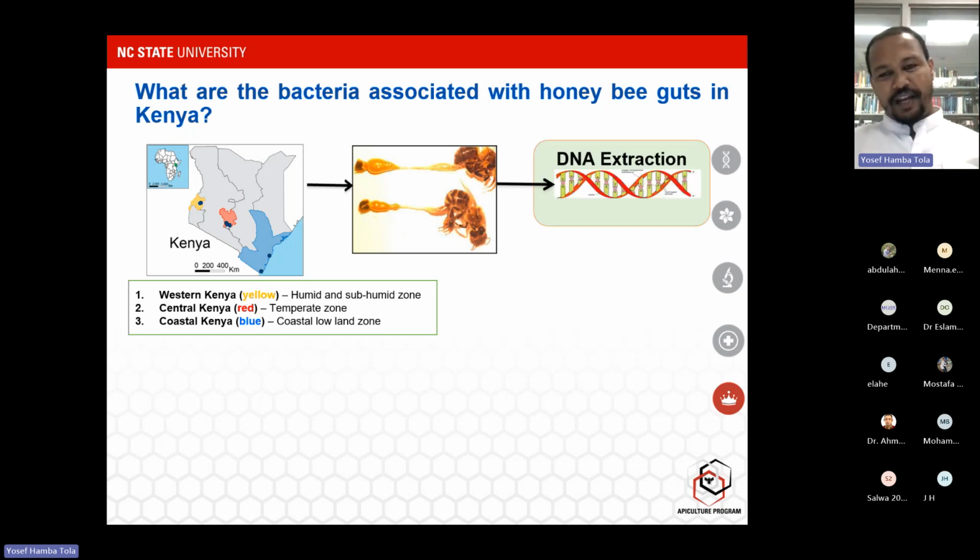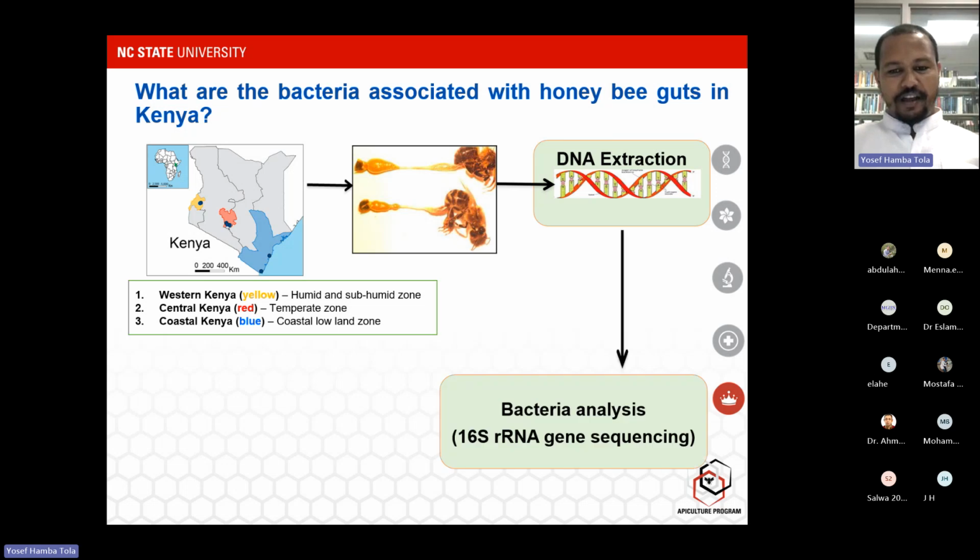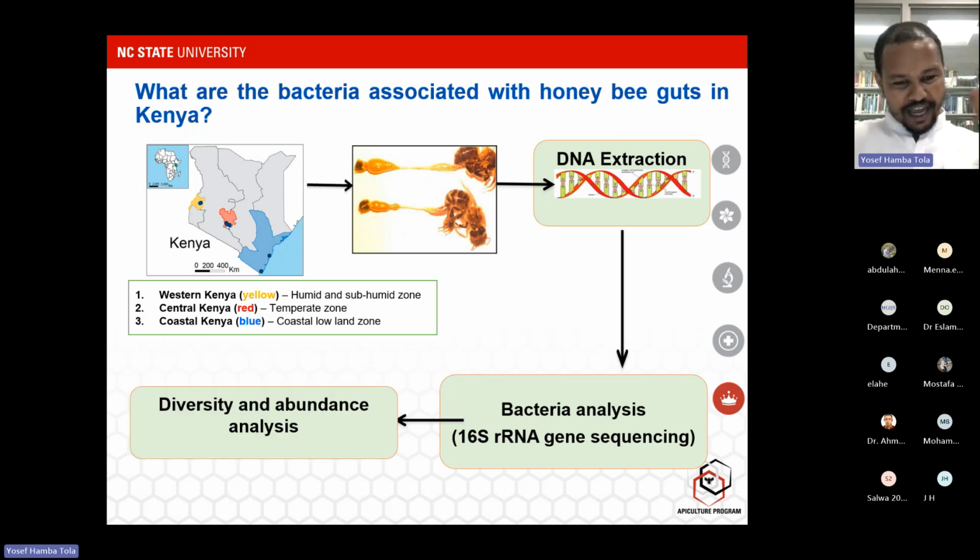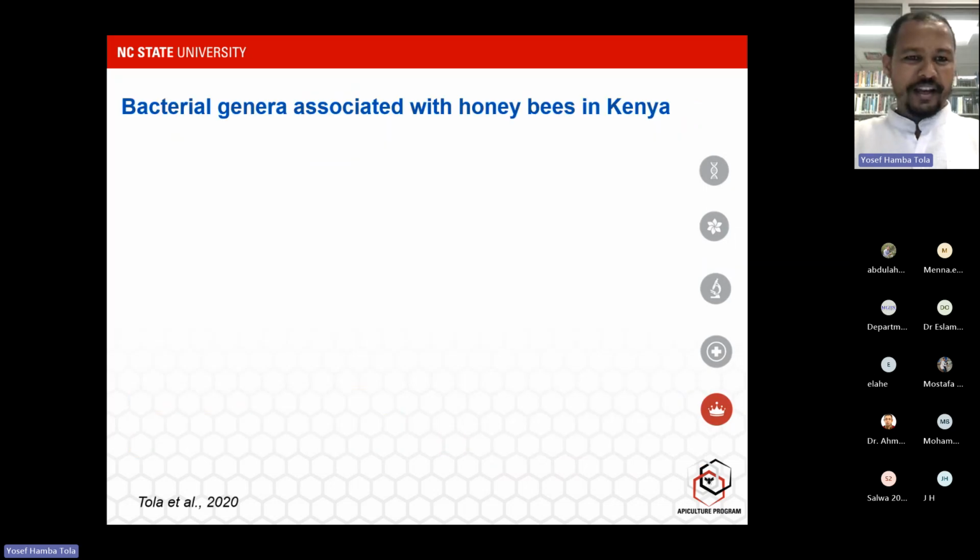And then I did a DNA extraction. From the DNA extraction, I did 16S sequencing, targeting the V4 region, and analyzed the diversity and abundance using the QIIME pipeline and also the R package. So from this, what did I find?